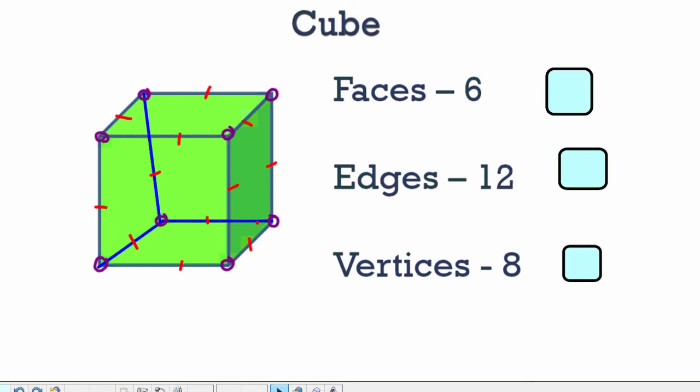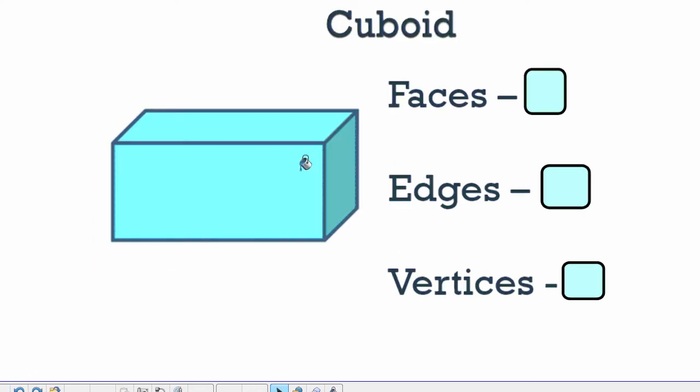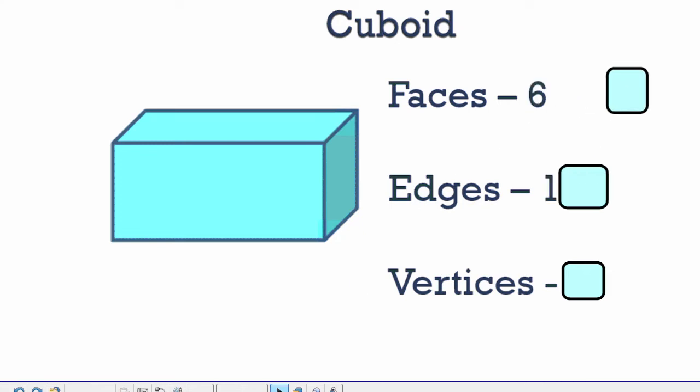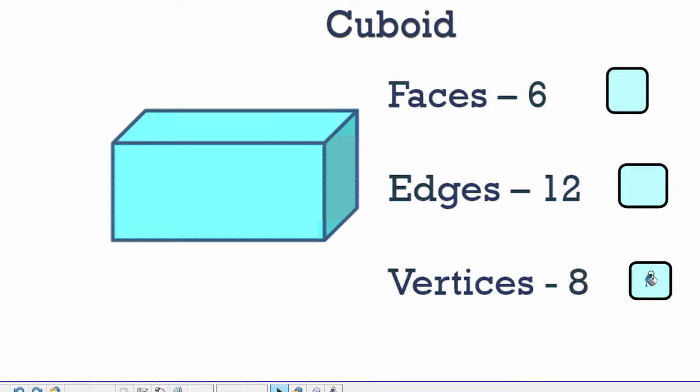So a cuboid is just a stretched cube. So all of the characteristics are the same: 6 faces, 12 edges, and 8 vertices.